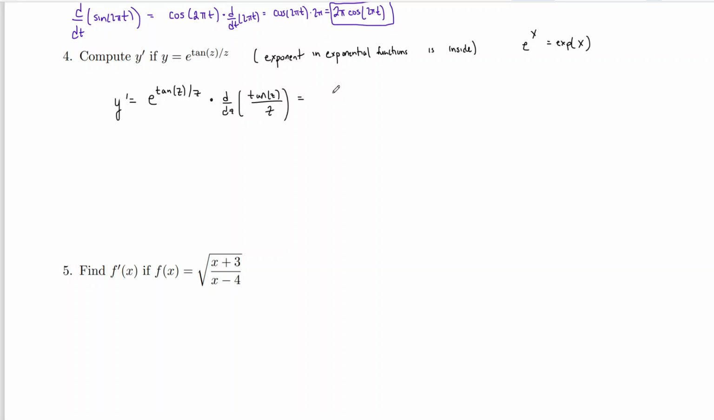But once we have that figured out, it's just like the previous couple that we've started trying to do in line. We have just this part, which is just itself, e to the tangent of z over z. There's no derivative to indicate here because we already did the derivative of the outside. Now, the derivative of the inside is going to require the quotient rule.